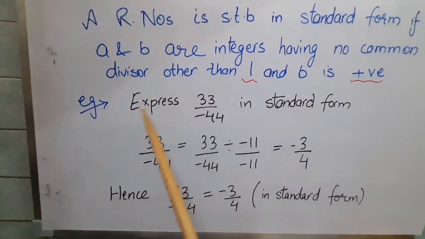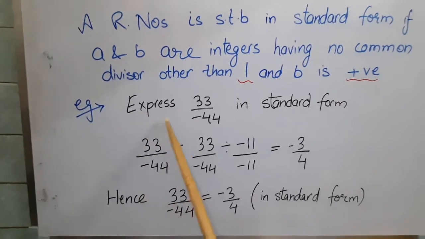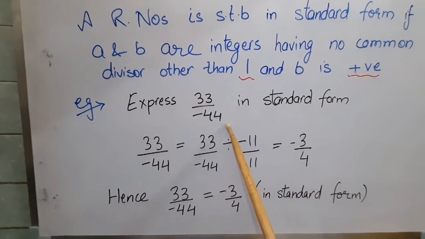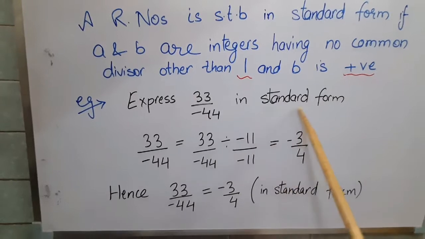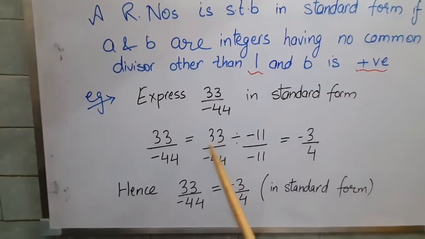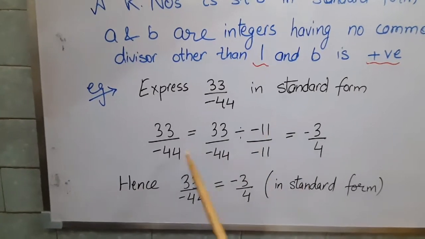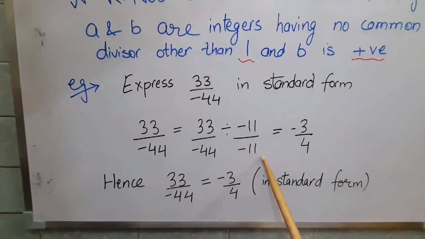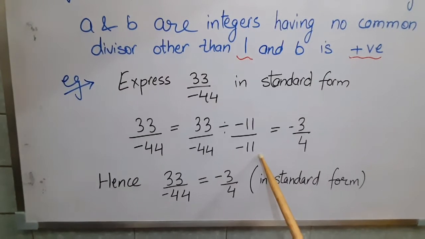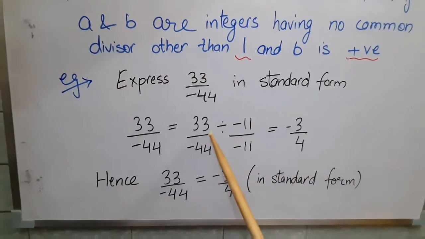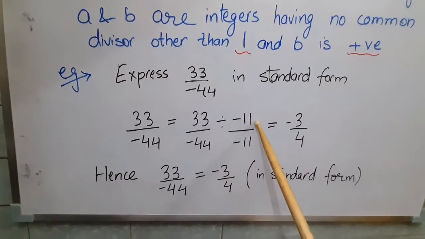Let's have a look at our example. We have to express 33 upon minus 44 in its standard form. As we can see, 33 comes in the table of 11 and 44 also comes in the table of 11. So by using our property 2, we divide these two numbers by 11.